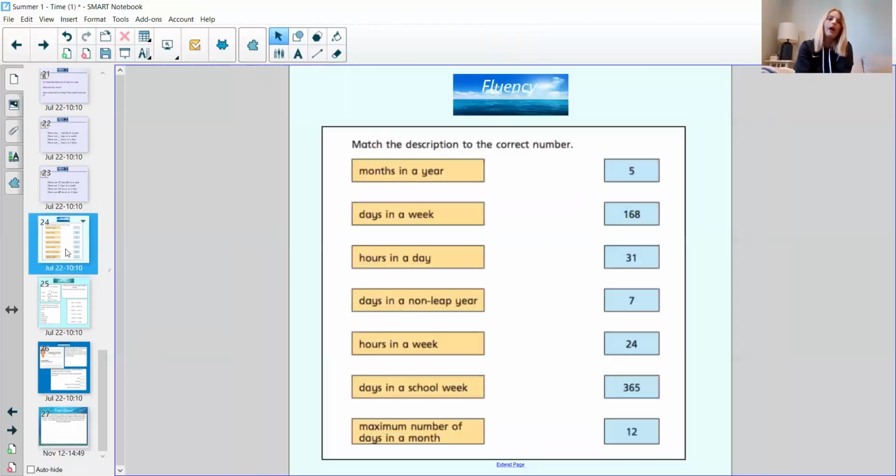So once you've finished, you can upload your answers to this assignment so that we can see them. If you are working on a blank piece of paper, that's fine as well. We would love to see your workings out, so you can upload those as well for us to see.